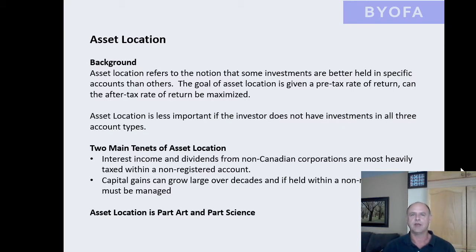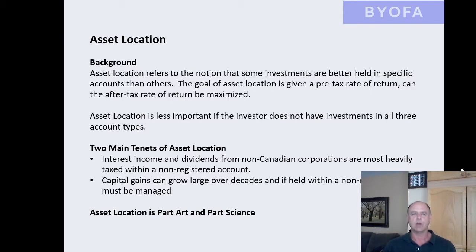Now, the big thing is you don't want a bunch of interest income in a non-registered account. Let's say you're offered a 3% GIC within a non-registered account and your marginal tax rate is 30%. Well, your after-tax rate of return is 2.1%. The government's taking 30% of your return, you're keeping 70% of your return. So that is the main tenet. It's a secondary concern. Don't get too hung up about this, especially if you don't have investments within a non-registered account.